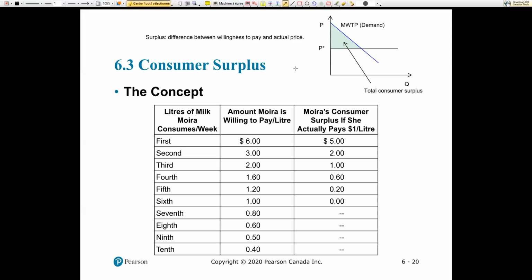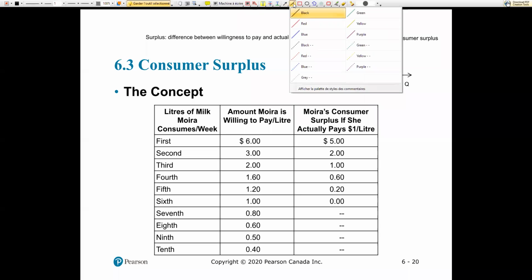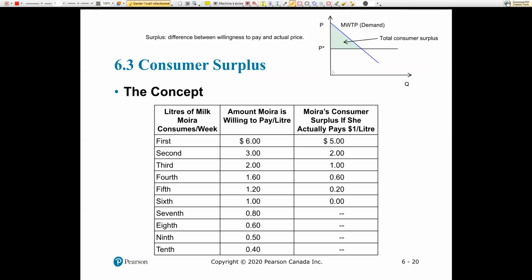So here you have consumer surplus. Let me put that here. And what do we also have? Well, they don't talk about it, but I can already introduce it. So you also have a producer surplus. Yes.